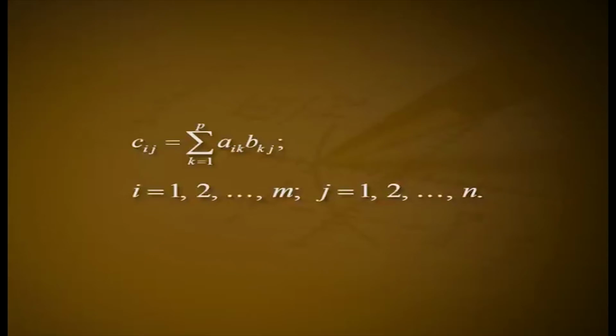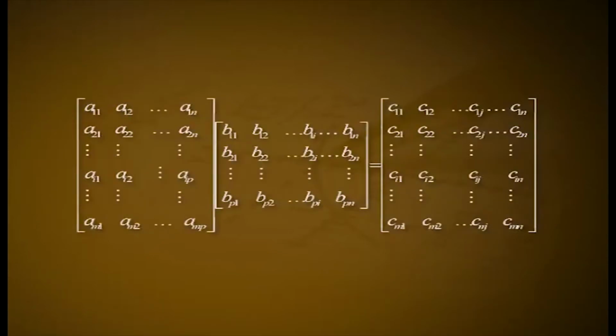Thus, matrix [A11, A12, etc. A1p; A21, A22, etc. A2p; etc. Ai1, Ai2, etc. Aip; etc. Am1, Am2, etc. Amp] into matrix [B11, B12, etc. B1j, etc. B1n; B21, B22, etc. B2j, etc. B2n; etc. Bp1, Bp2, etc. Bpj, etc. Bpn], which is equal to matrix [C11, C12, etc.